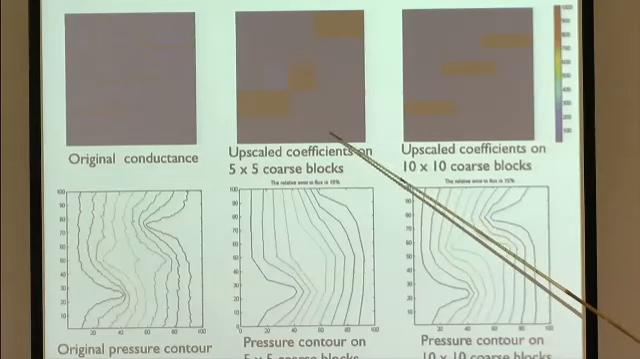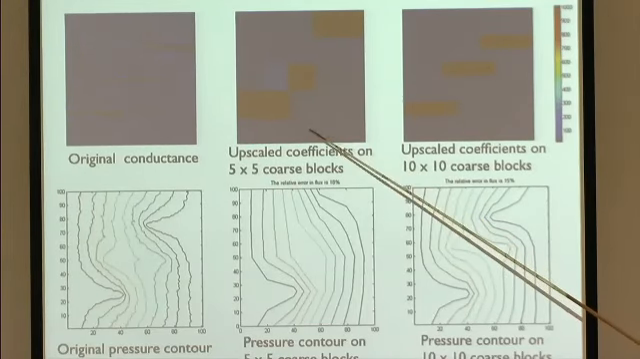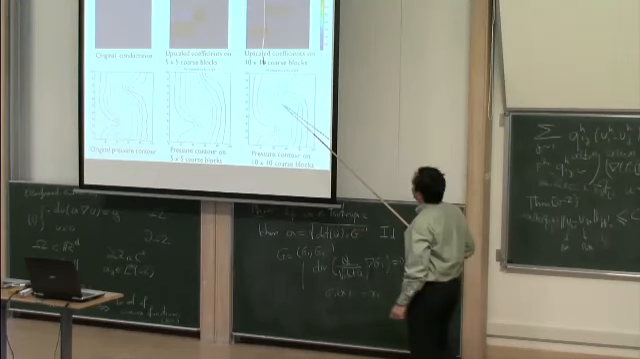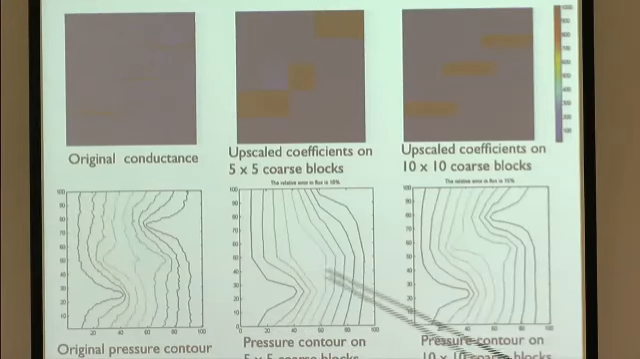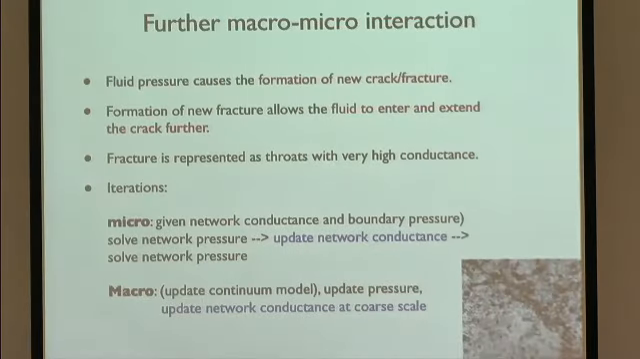And this is just results from chopping this domain into different sizes. This is coarser 5 by 5 blocks, and this is 10 by 10 blocks. And this is the contour of pressures that's being computed by the multi-scale algorithms. And you see that this is qualitatively similar to the full-scale simulation. Due to the time, I'm going to just quickly fly through these slides.